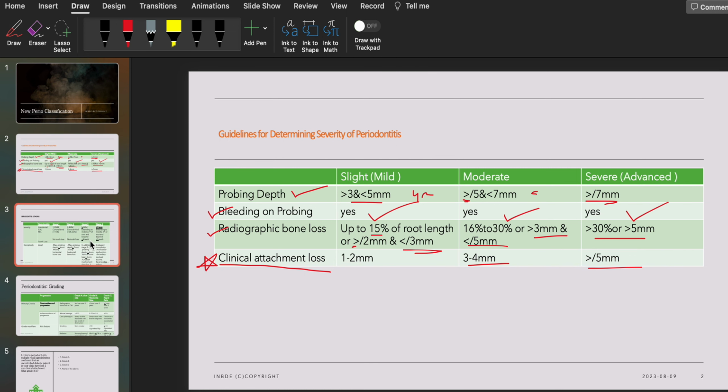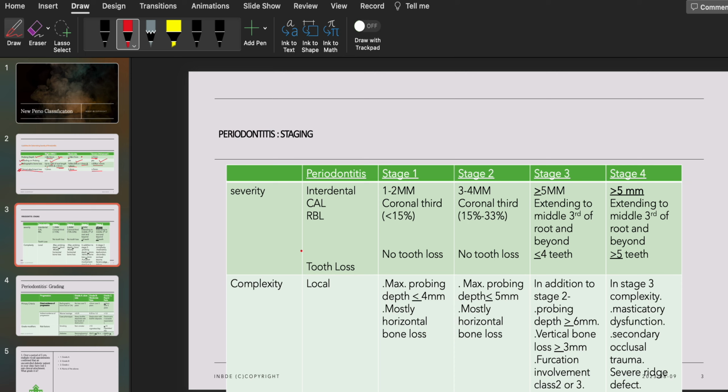Now, moving ahead to our next slide, let's talk about staging. This is again something that a question definitely comes on. For severity and complexity, periodontitis is classified into stage 1, 2, 3, and 4.